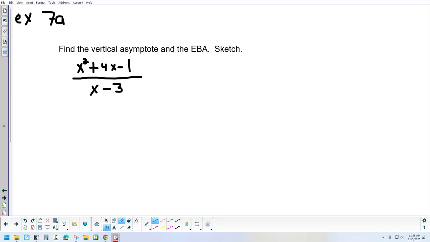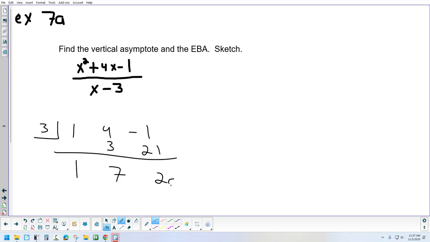Can we use synthetic division? Yes. What would go on the outside? 3. And the inside? 1, 4. Bring down the 1. 3 times 1 is 3. And 4 plus 3 is 7. 3 times 7... This is just to get the remainder, we'll just finish it. What's 3 times 7? 21. And what's negative 1 plus 21? 20.